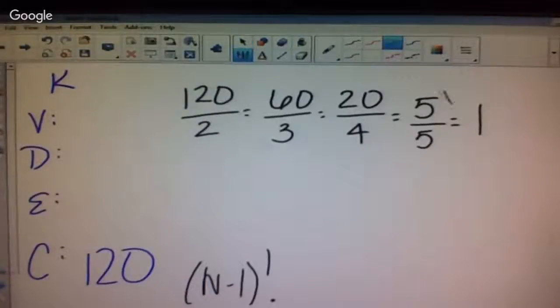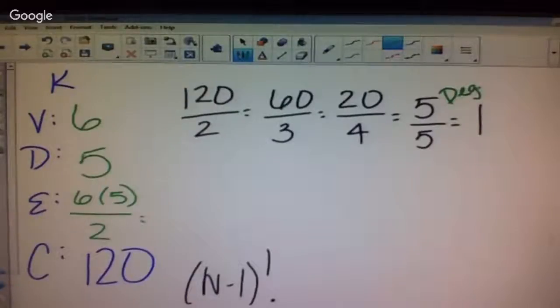Once I get 1, this is your degree. 5 factorial would give me 120. So 5 is now your degree, which means my vertices are 6. How do I get my edges? 6 times 5 divided by 2, 15, and this is K sub 6.